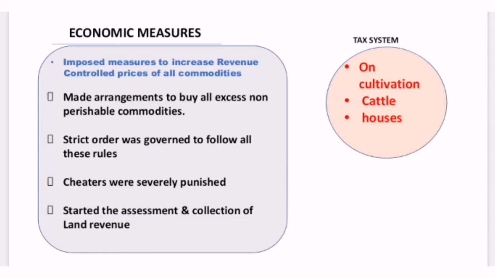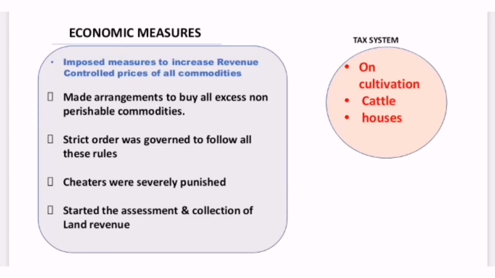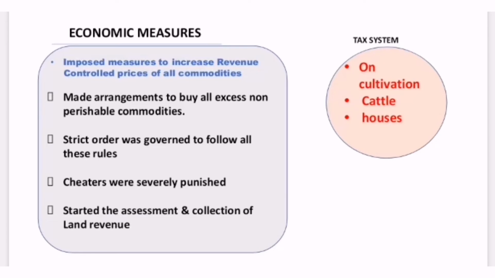He started the assessment and collection of land revenue. The rights of local chieftains to levy taxes were cancelled and they were forced to pay taxes. And next, Alauddin introduced three types of tax system on cultivation, cattle and houses. The tax on cultivation was called kharaj, which amounted to 50% of the peasants' produce. The revenue reforms, including the reduction of market prices, made more money available to the king. So, Alauddin was able to keep a permanent standing army.